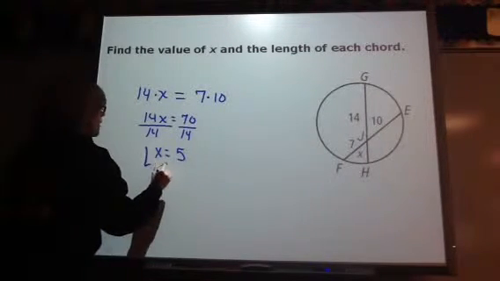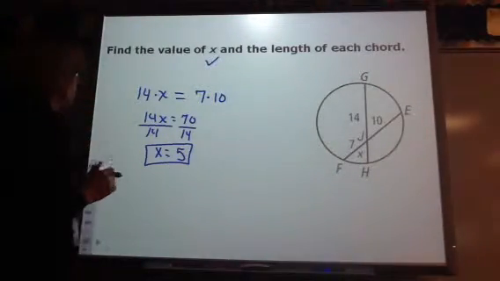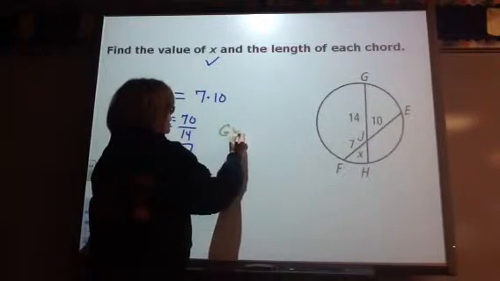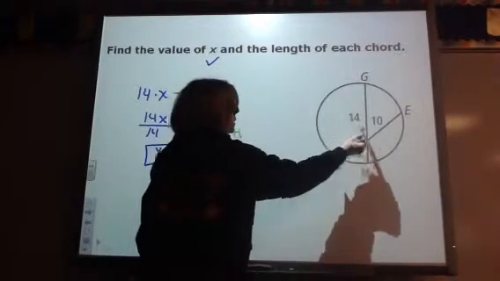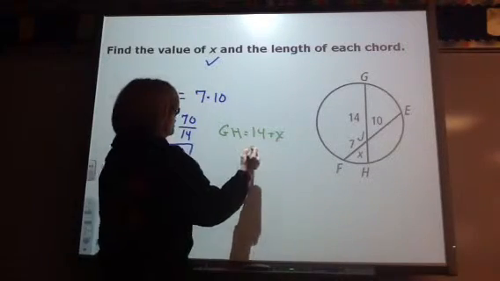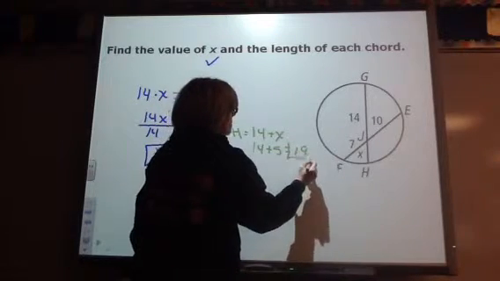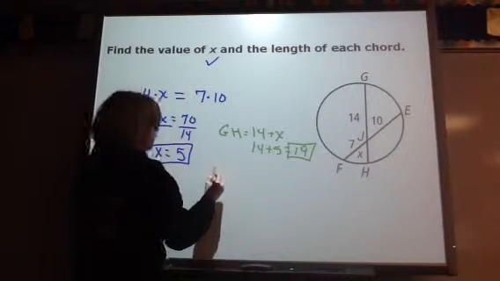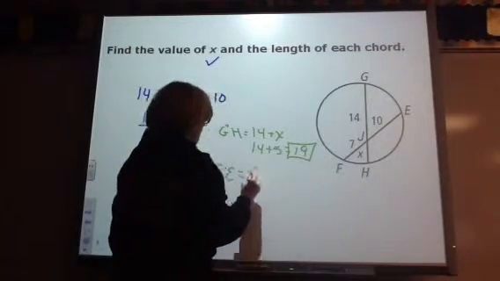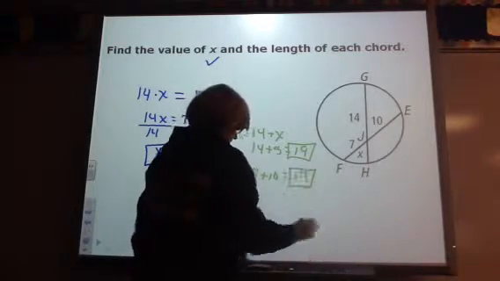Okay, so here's our first value. Solve for X. Find the length of each chord. So we have chord GH, which is 14 plus X. Well, if X is 5, that value is 19. And then we have chord FE, which is 7 plus 10, and that value is 17.